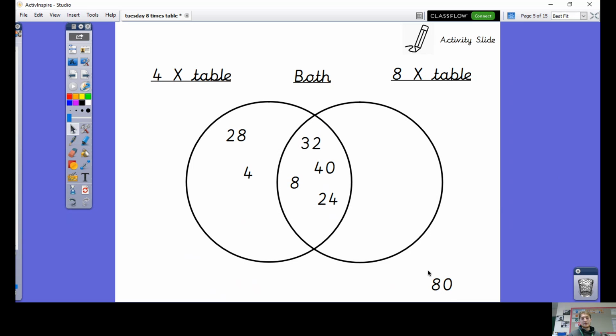And finally, 80 is a bit of a trickier one. I actually know that 20 times 4 is 80, because I know 10 times 4 is 40, and then 40 doubled is 80, and then 10 times 8 is also 80. So can you see that there are no numbers just in the 8 times table? Any numbers in the 8 times table are also in the 4 times table, which is quite an interesting thing to remember.